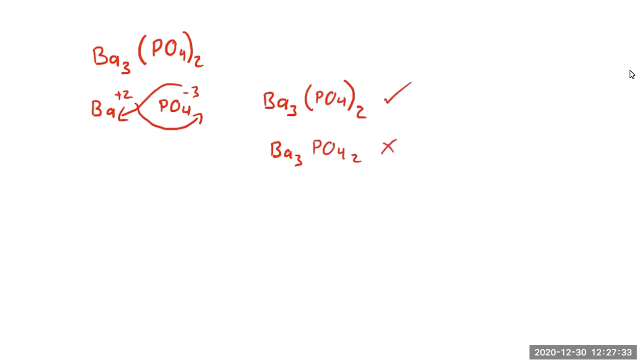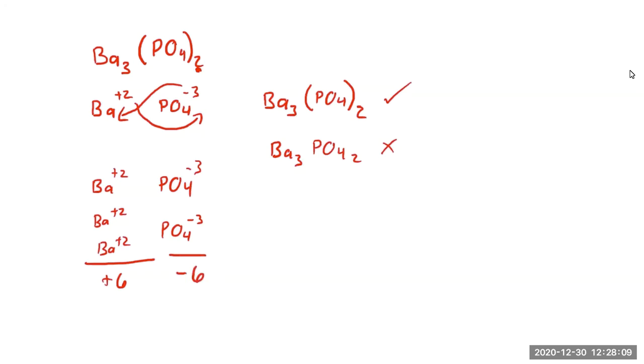And so what the parentheses indicate, the 2 on the bottom here, indicates that I have 2 phosphates. So if I were to draw it out, I would have PO4 -3 and another PO4 -3. And then I'll have 3 bariums to go with it: barium +2, barium +2, barium +2. So that means you have an overall +6 charge, and my 2 phosphates give me an overall of -6.